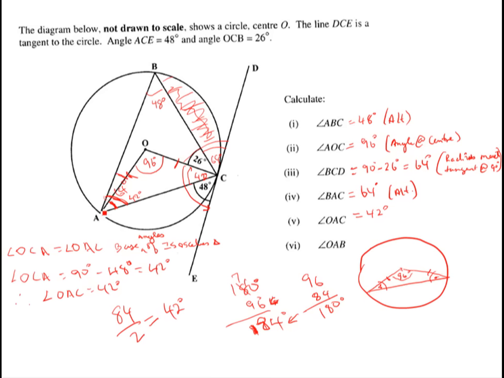Angle OAB. So we can find angle OAB quite quickly by doing 64 degrees minus 42 degrees. And that will be equal to what? 2 from 4 gives us 2, and 4 from 6 gives us 2. So 22 degrees. Okay, and that's about it.